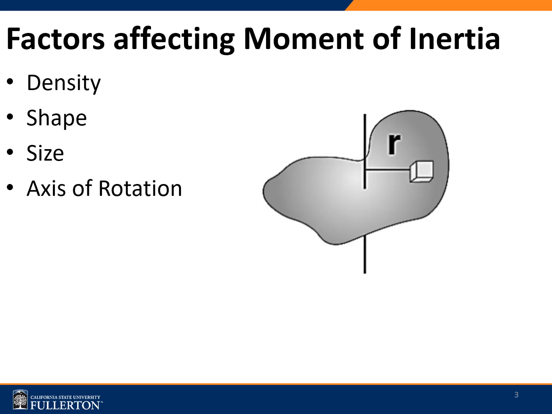Now, what are some of the factors affecting moment of inertia? The moment of inertia depends on the following factors. Number one is the density of the material. Then we have the shape as well as the size of the body, and the last one is the axis of rotation, which is the distribution of mass relative to its axis.